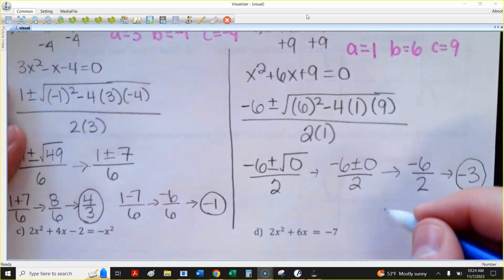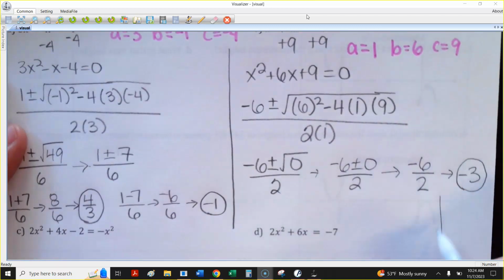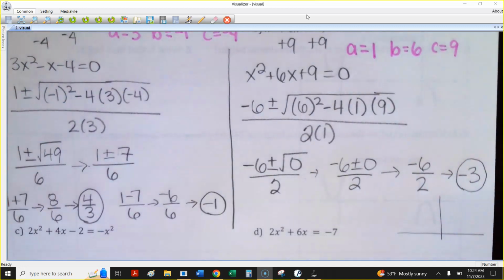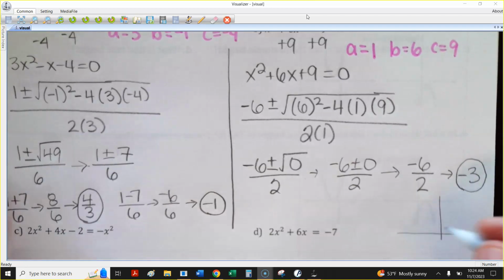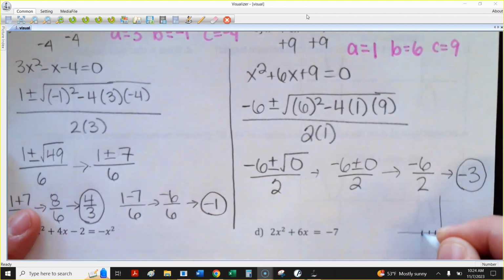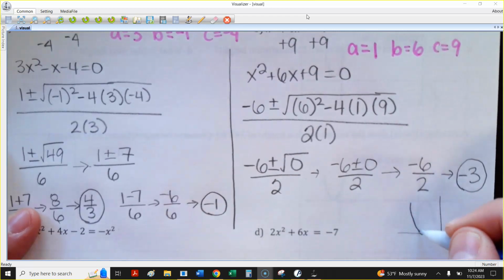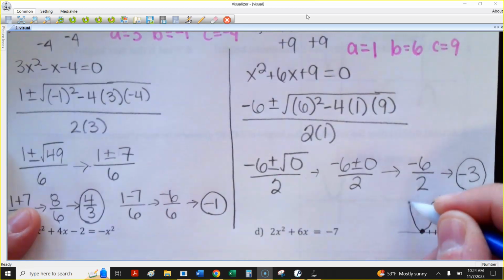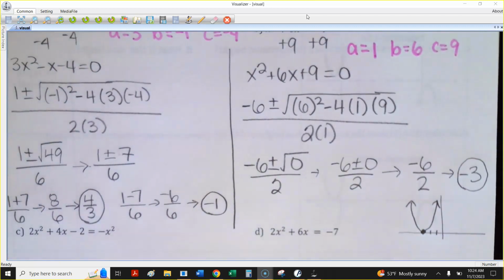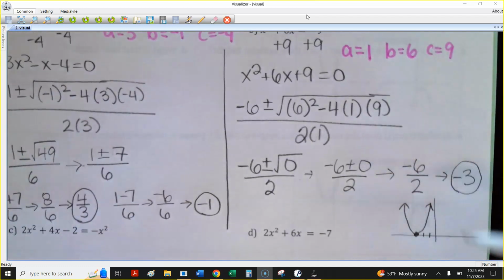Just real quick on this question, just so you can see visually, I'm going to sketch a teeny tiny picture. If you just get one answer, I just got negative 3. What that means is if I were to graph the related quadratic, negative 3 would just be the x-coordinate of the vertex, and then the y-coordinate would be the 0. So if you get a 0 under the square root, it just means the one solution is going to be the vertex. That's what's going on there.